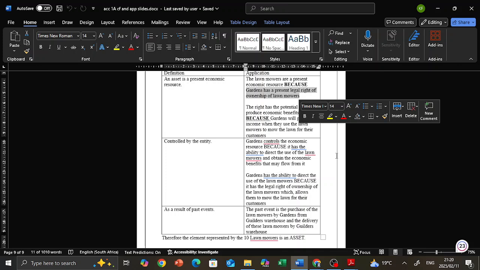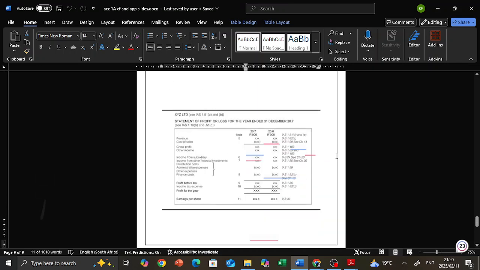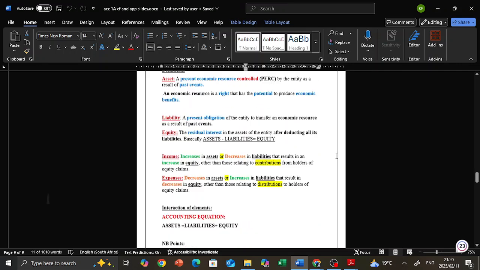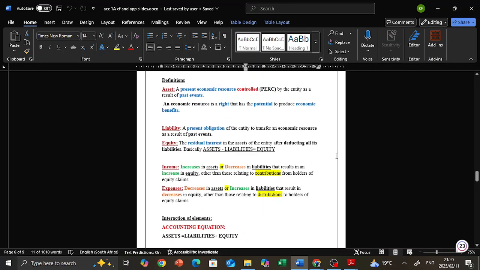Yeah, an economic resource is a right that has the potential to produce economic benefits. Exactly, guys. Please clap hands for Matome. Clap hands, guys. Don't be jealous. Okay, great, guys. Another important key point. Let me just scroll back up so that you can see the definition. There's a learner who told me that, sir, some of us learn by vision, visual learner. Right. So, an economic resource is a right that has the potential to produce economic benefits.